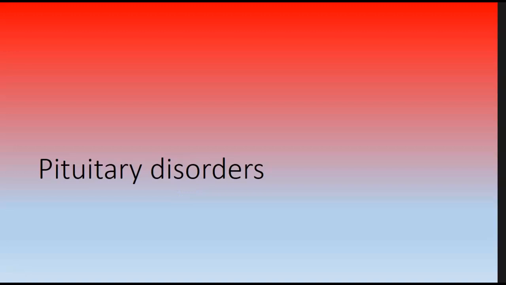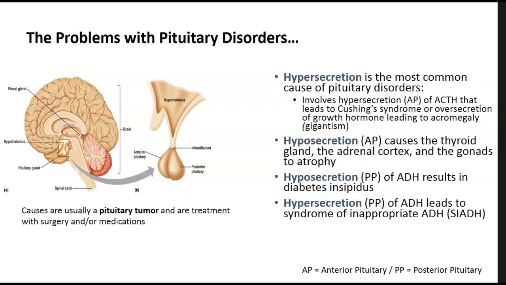Starting off with pituitary disorders, you have your anterior and posterior pituitary, and it's typically going to be an issue of either oversecretion or undersecretion. Remember that your posterior pituitary stores hormones, and the one in particular that you need to focus on for this class is antidiuretic hormone, where your anterior pituitary can actually create hormones. So your posterior pituitary stores where your anterior pituitary actually can create.